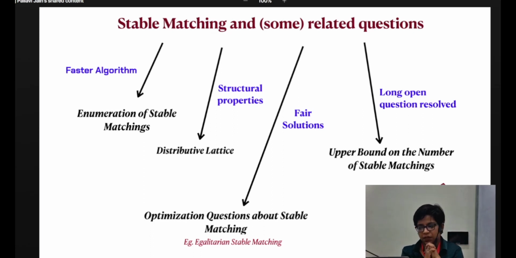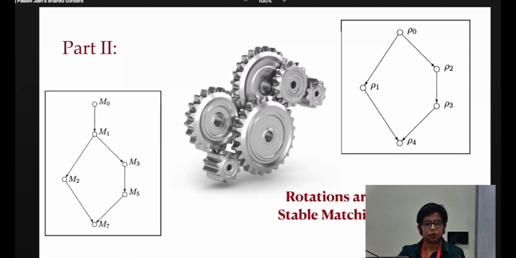So, the second part of this talk will feature primarily rotations: what are they, what do we do with them, and so on. Okay.